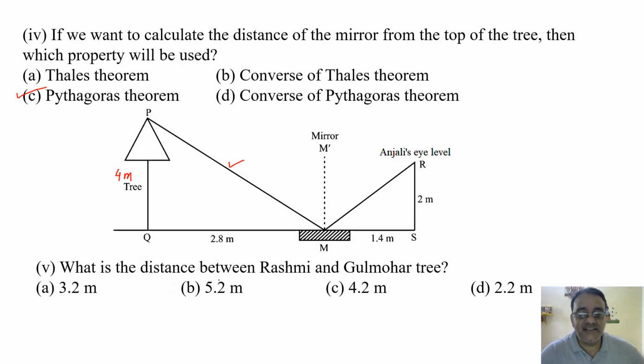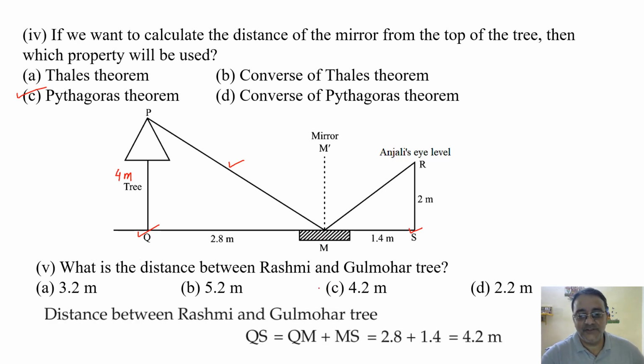Now what is the distance between Rashmi and Gulmohar tree? So very easy question. What is the distance between Rashmi and Gulmohar tree? 4.2. Right. 4.2, you just have to add both. 4.2 meter, right? So now we are moving toward the next case study question, number 6.